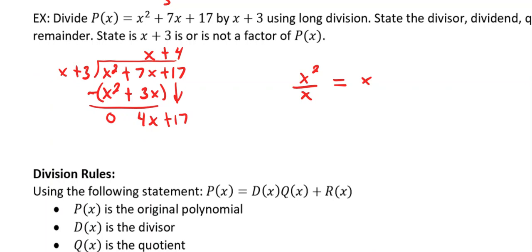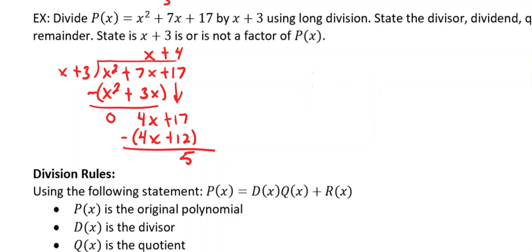And then we'll do the same thing. 4 times x plus 3. So 4 times x is 4x, which is a good sign. And then 4 times 3 is 12, positive 12. And then remember, we're subtracting, so put that in brackets. And then we're left with 4x minus 4x is 0. And then 17 minus 12 is 5. And there you go. We just divided polynomials.